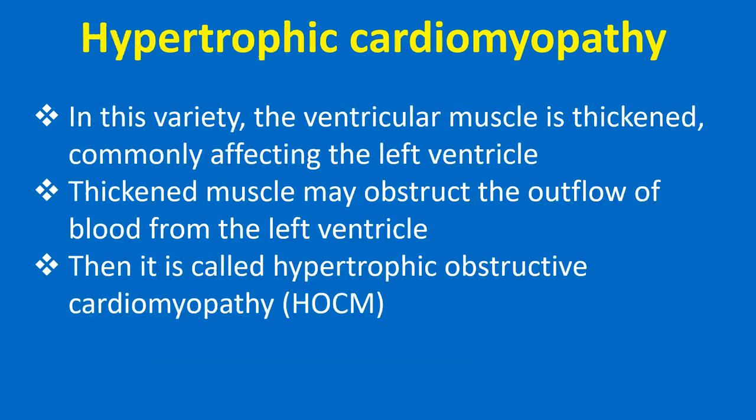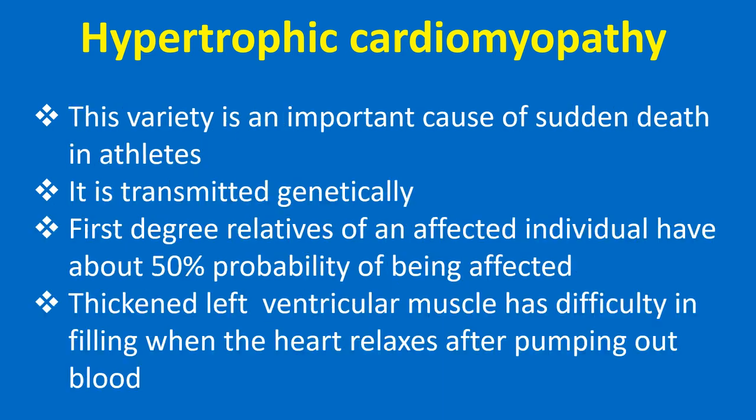In hypertrophic cardiomyopathy, the ventricular muscle is thickened, commonly affecting the left ventricle. Thickened muscle may obstruct the outflow of blood from the left ventricle. Then it is called hypertrophic obstructive cardiomyopathy, HOCM. This variety is an important cause of sudden death in athletes.